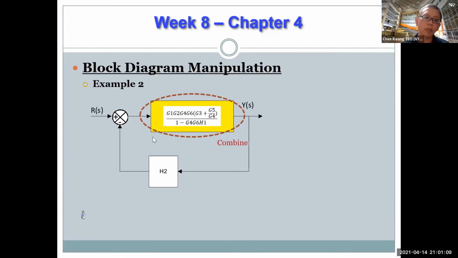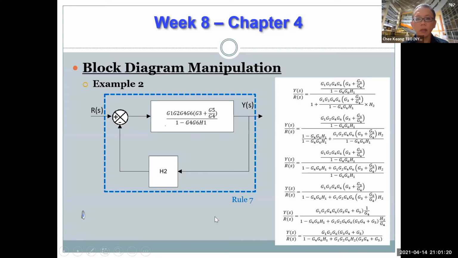So with this, you actually can solve your G over 1 plus GH using this as the gain G and this as the feedback gain H, right? Again, we see a negative feedback loop. Hence, we can apply Rule 7 to simplify it further. The right-hand side shows the algebra involved in the simplification.